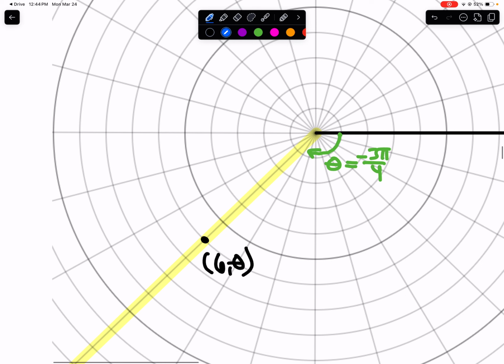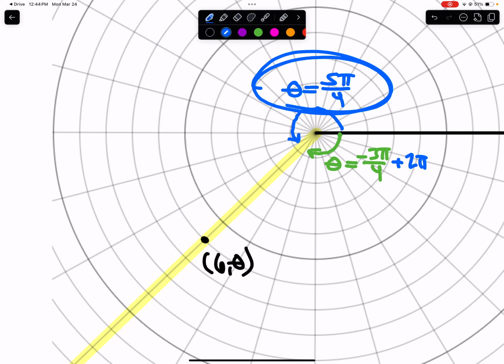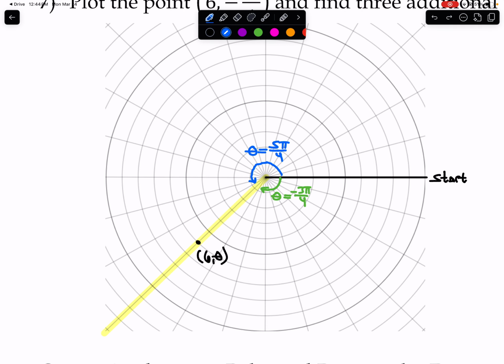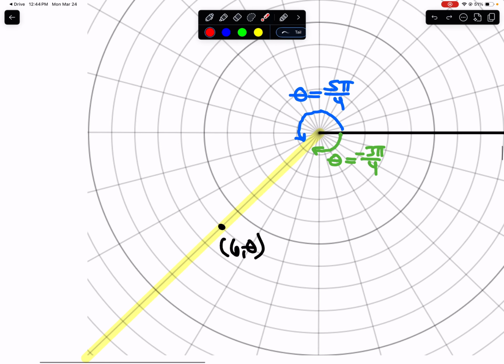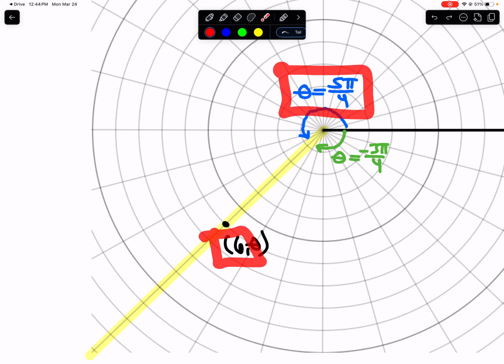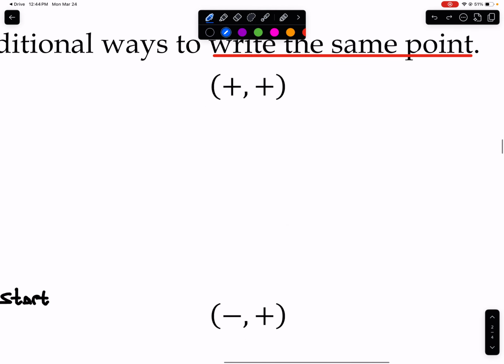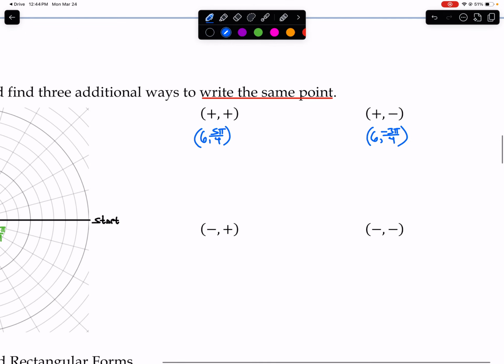Now, if I want to find a positive angle, I can go counterclockwise to find that same value. So if I go all the way around, that's going to give me a theta value of 5 pi over 4. So what you can do is always just add 2 pi to the negative 3 pi over 4 to find your positive angle. That's one way you can do it. I like to just visually look at it and mentally do the 2 pi, but whatever you're most comfortable with. So that's going to give me a positive r value and a positive theta value, which means it's going to be put over here. So we're going to have 6 comma 5 pi over 4. So now I have both of the positive r values.